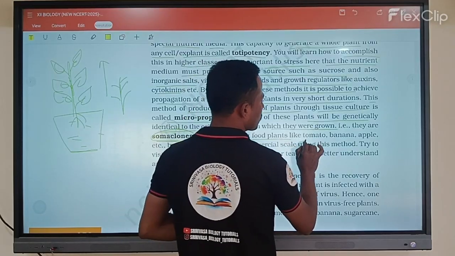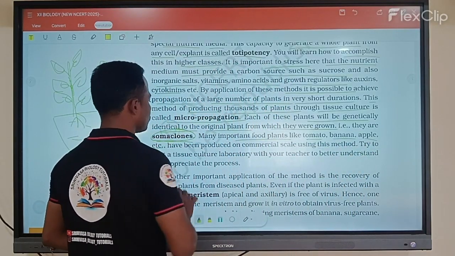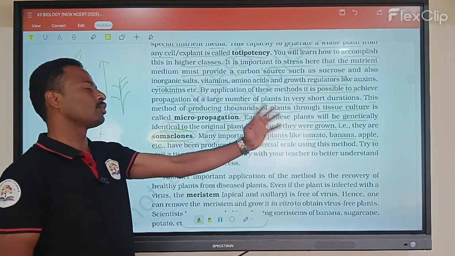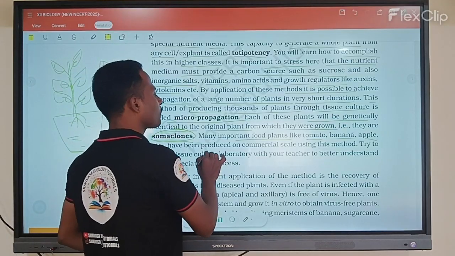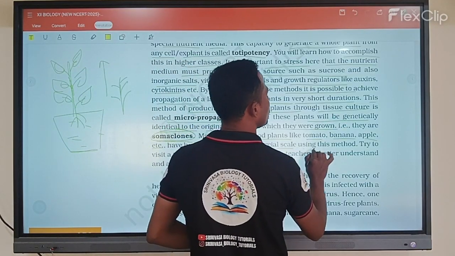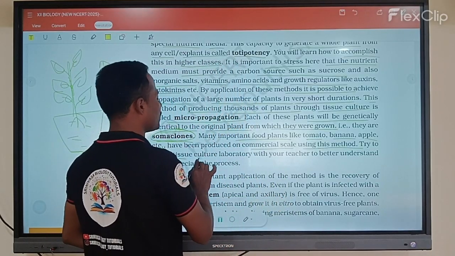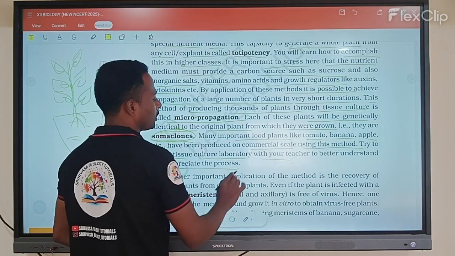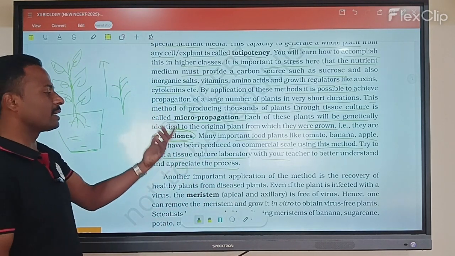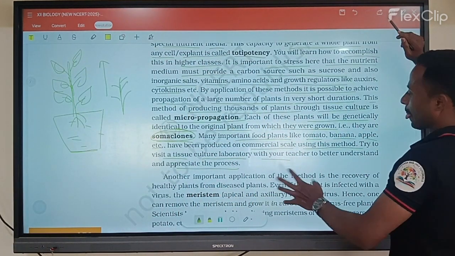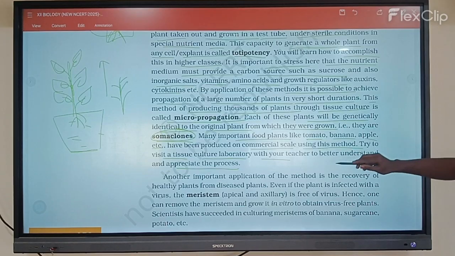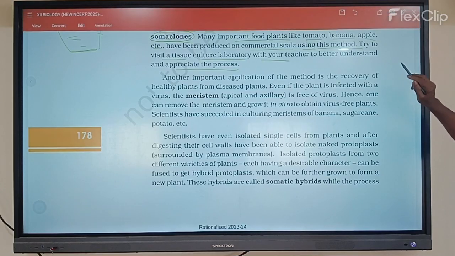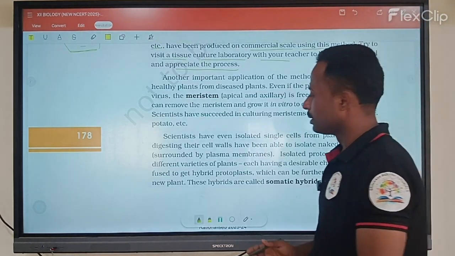Many important food plants like tomato, banana, apple, etc. have been produced on a commercial scale using this method. So all these plants we developed from this process only. Try to visit a tissue culture laboratory with your teacher for a better understanding and to appreciate the process. Once you see and observe these things, you will understand better.